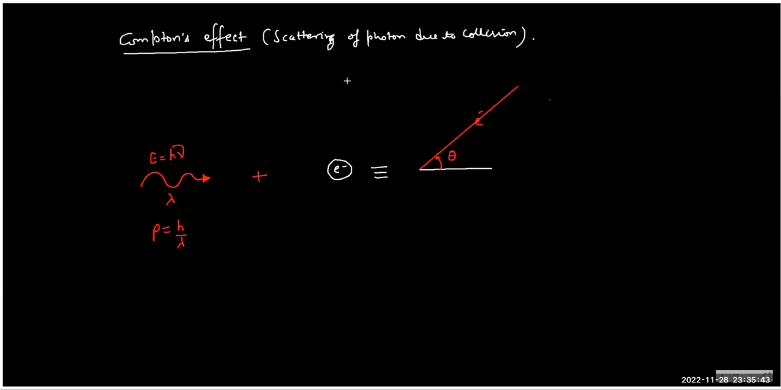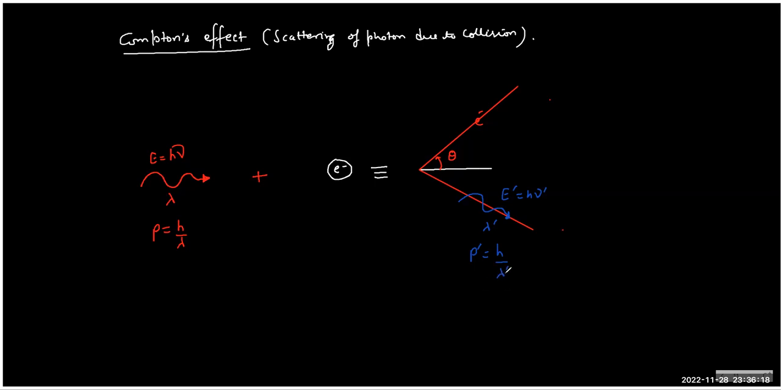And the photon gets scattered along a new direction. So it will have a new energy E dash. It will have a new wavelength lambda dash. It will have new momentum h by lambda dash.